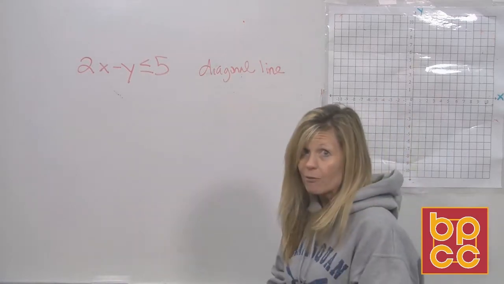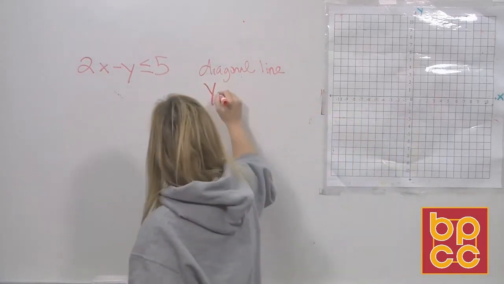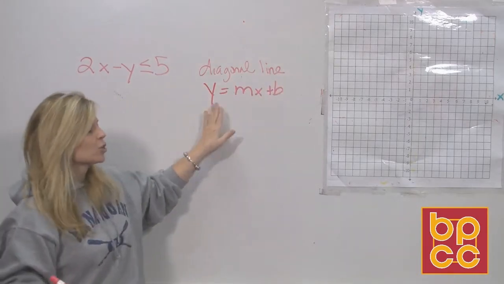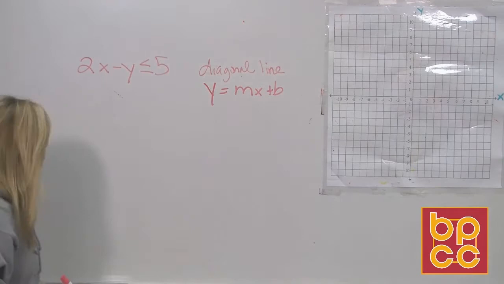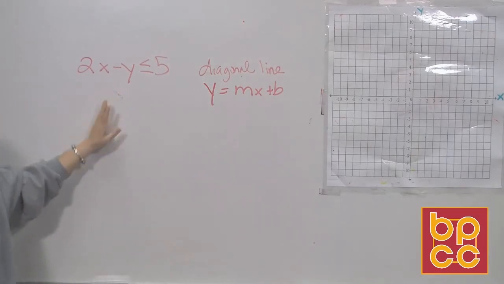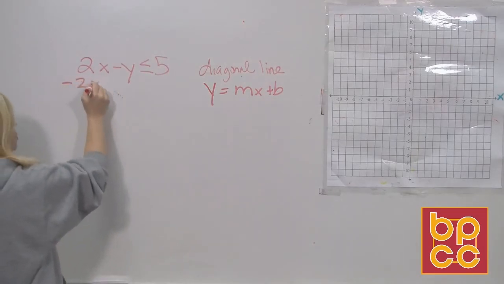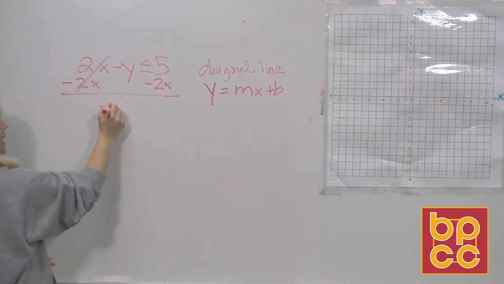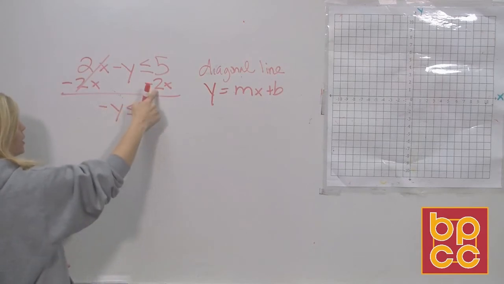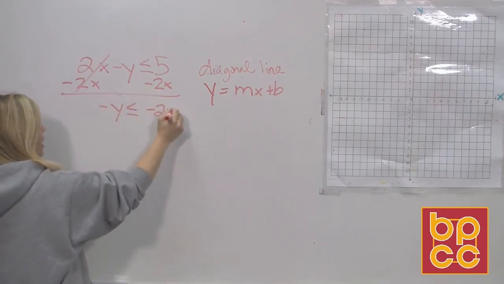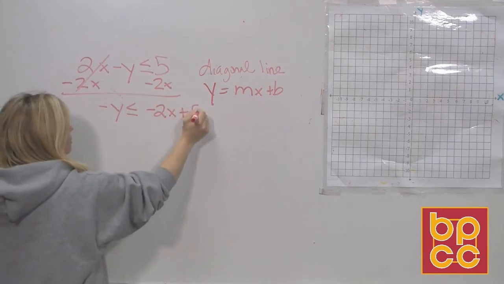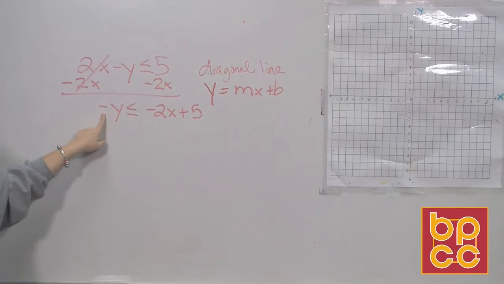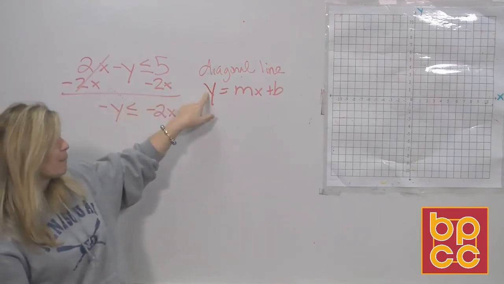What is slope-intercept form? Very good. It's y equals mx plus b. We want to isolate y so we can get the slope and the y-intercept. Well, we know how to do that. How do we get y by itself? We subtract 2x. Watch your signs. You got negative y less than or equal to. Slope-intercept form, we want the x first, and that's a positive 5. Pay attention. That's negative y. Slope-intercept form has to have a positive y.